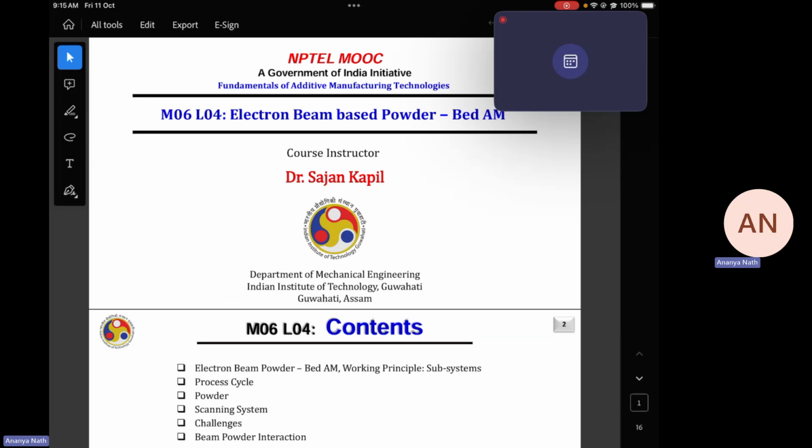Then we talked about the starting of LPBF. First, PBF, powder bed fusion. Powder bed fusion means the powder is kept inside a chamber, inside a container, which you can call a dispenser or supplier. From that dispenser, the powder is spread over the build plate using a recoater.